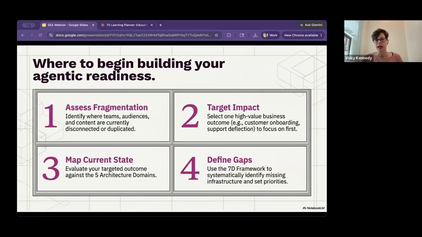Then mapping your current state. That's where you can look at those 5 domains, thinking through 1 through 5. How are you doing today in each of those? And then defining those gaps using the 7D framework, you can look at how is your program strategy, your audience strategy, your content strategy, et cetera, performing today towards that one high value business outcome? So that's a 4-step approach to what you can do with this information to move into more of an agentic space.